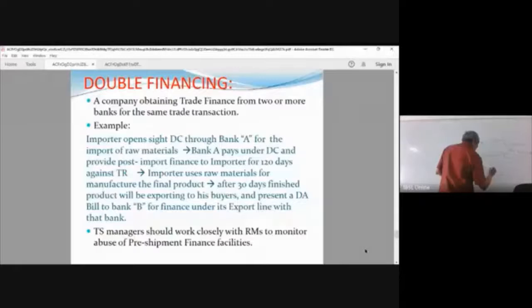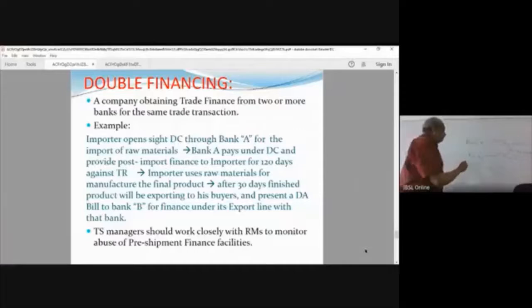After 2 months, bank B will receive the funds.